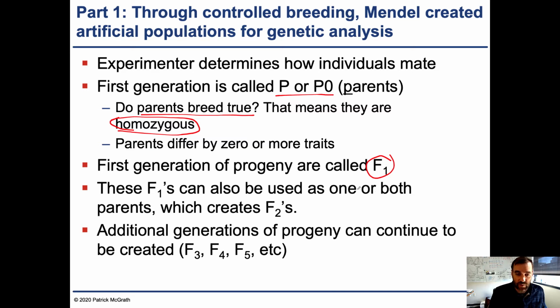And then you can interbreed those F1s together to create F2s. Or you could, for example, take an F1 and breed it back to one of the parents. So when you're an experimenter, you have the power to do kind of all this stuff. And then if you continue to do additional generations of progeny, those would be called F3, F4, F5, etc.